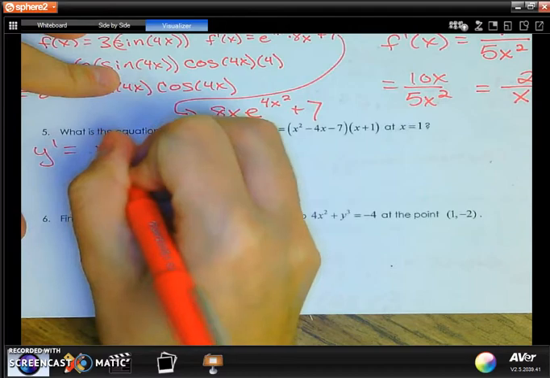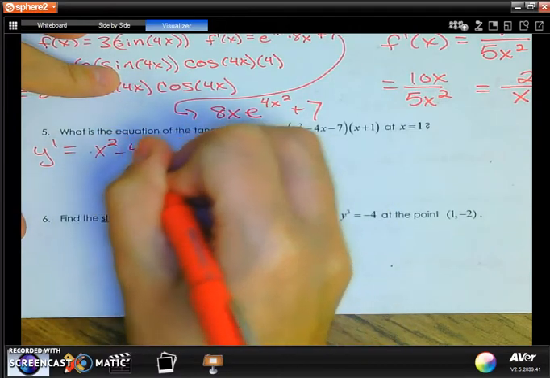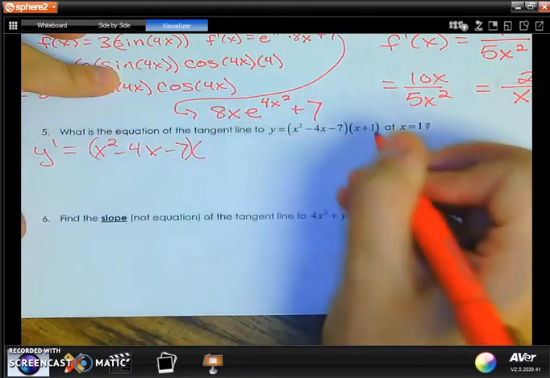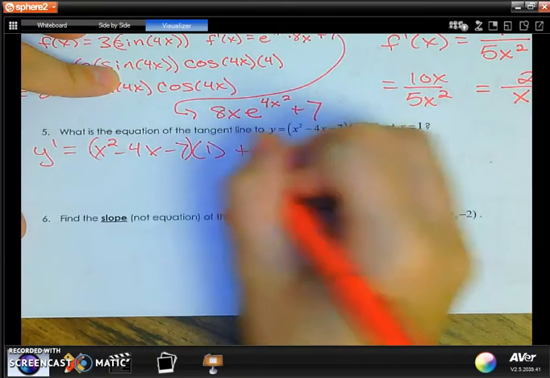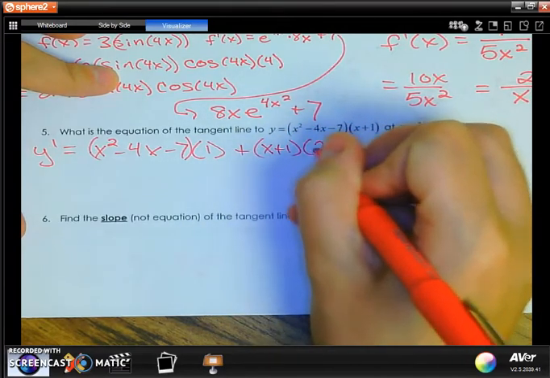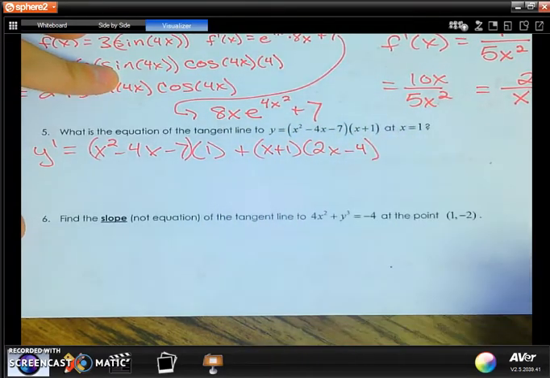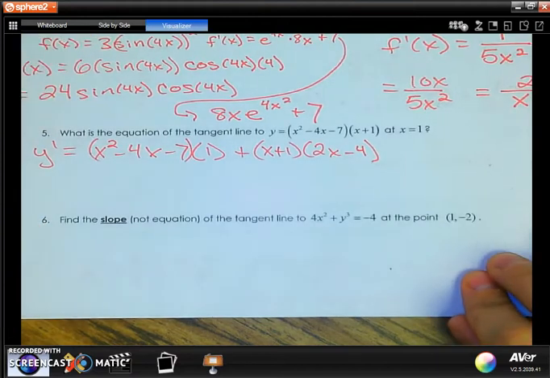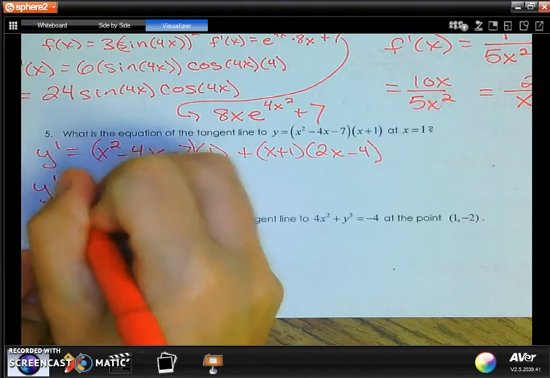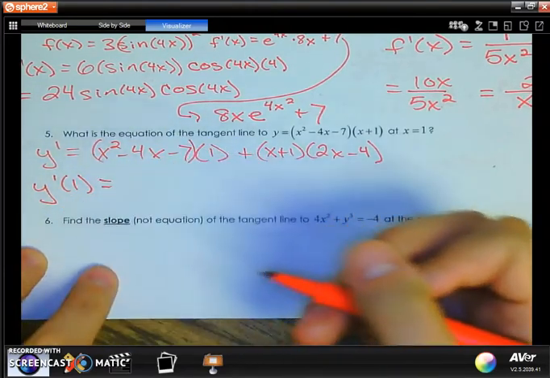So it's first times the derivative of the second. The derivative there is just 1, plus the second times the derivative of the first. So we've got that as our derivative. You can choose to clean that up if you want. But really you're going to end up evaluating it at 1, so that's not too bad. So to show that I'm evaluating the derivative at 1, that's that notation.